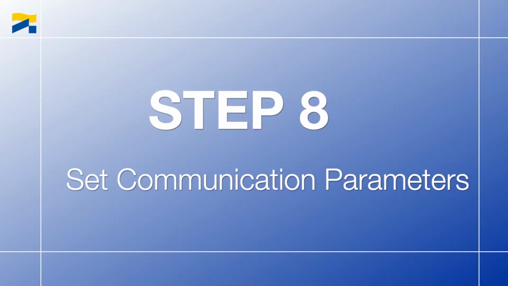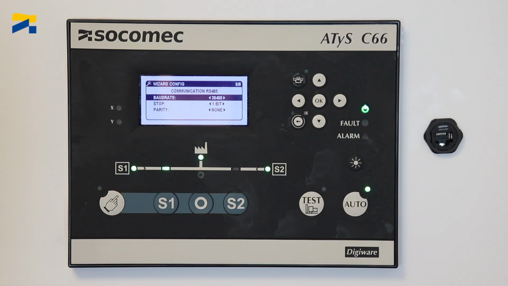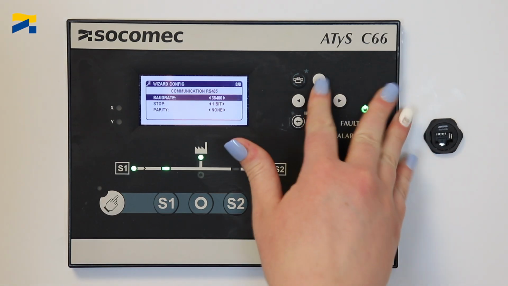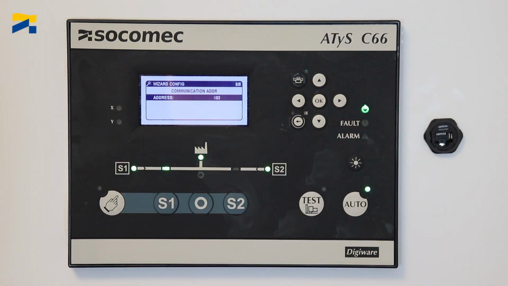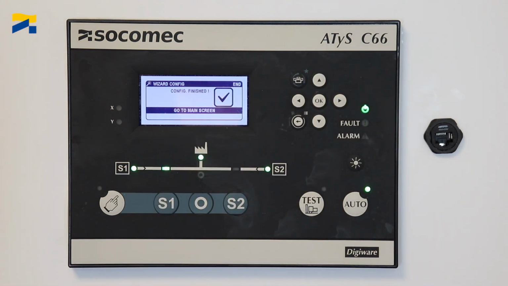Step 8. In this step, you will set the communication parameters such as baud rate, stop, and parity. Once you click OK, you can now set the slave address. The slave address for the ATyS C66 is 6 by default. After entering and confirming these parameters, the wizard will inform you that the minimum parameters needed for the transfer switch to work are set and invites you to go to the menu home screen where the user can set some parameters and functions manually.